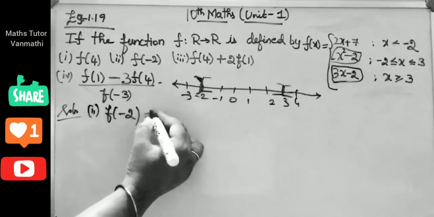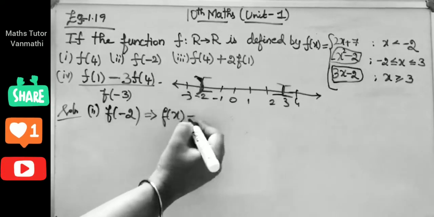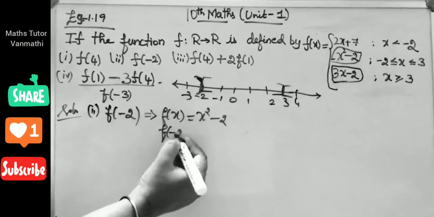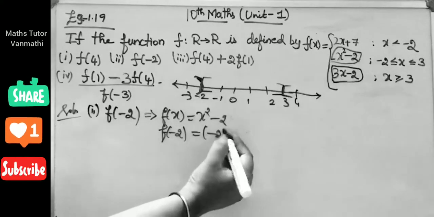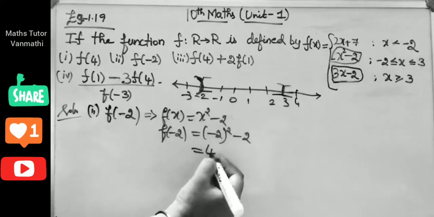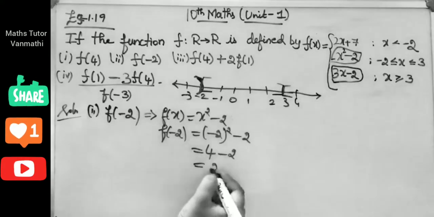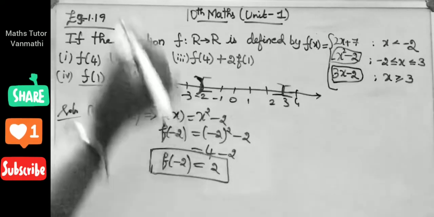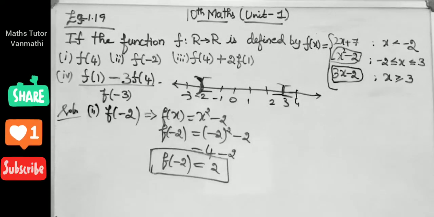Which implies f of x is equal to x square minus 2. We need f of minus 2. In the place of x substitute minus 2. Then you get minus 2 square minus 2. Minus 2 square is nothing but your 4 minus 2. So f of minus 2 is your plus 2. This is your second subdivision solution. Next we can go on to the third subdivision.